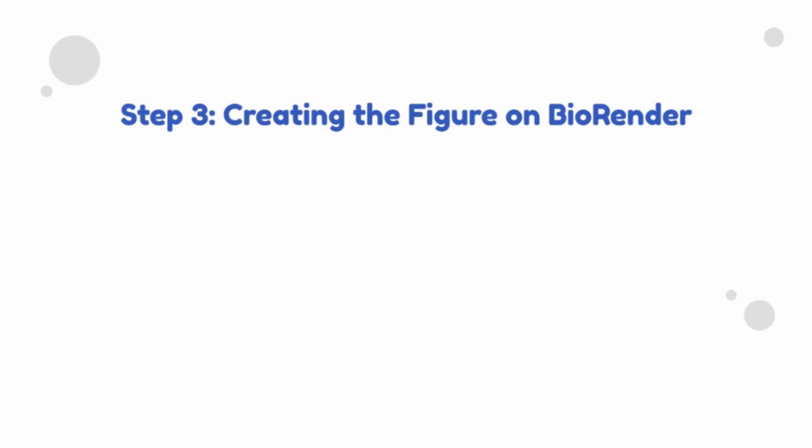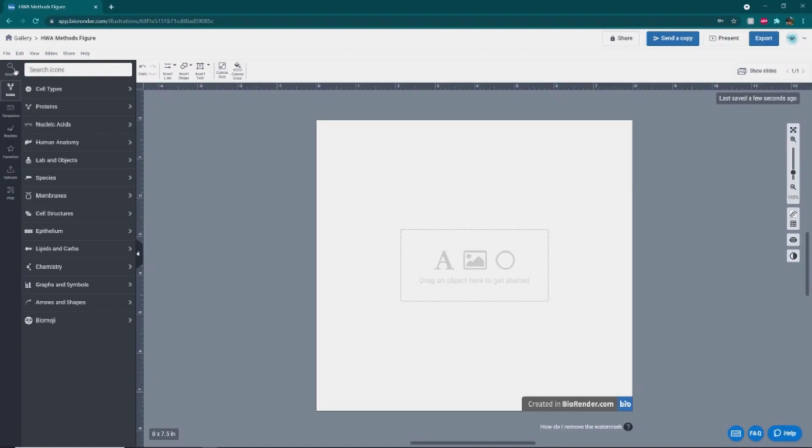Finally, step 3 is creating your figure on BioRender. This is what BioRender looks like when you open it up. As you can see, there is insert line, shape, and text, and on the side there's a search bar, icons, templates, and other functions that I will get to. For now, I'm going to start the ground for my figure.